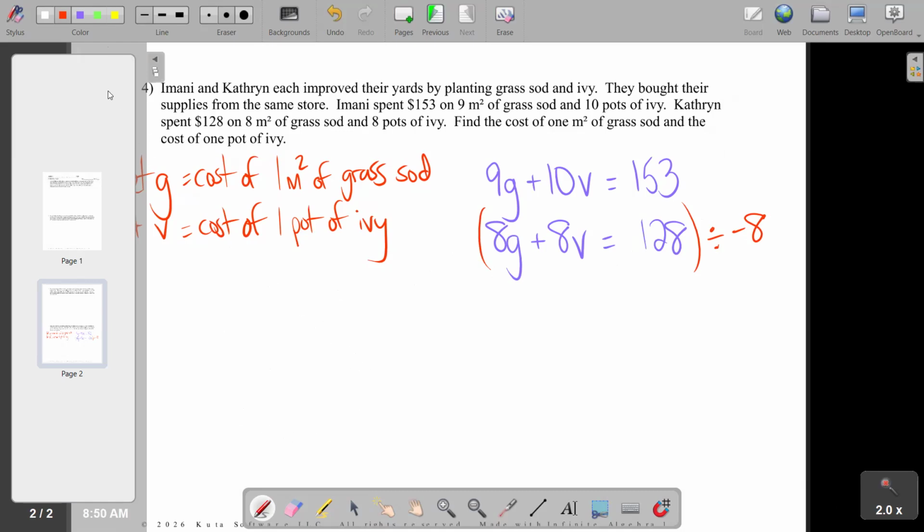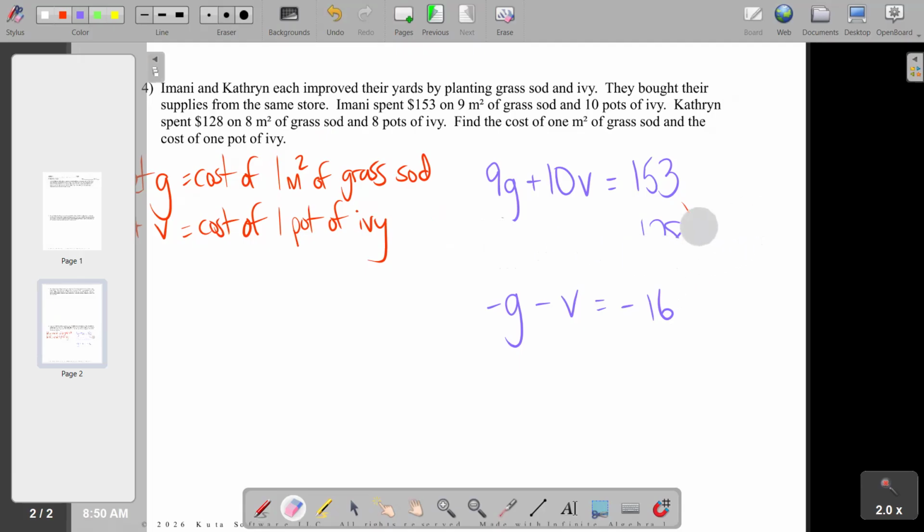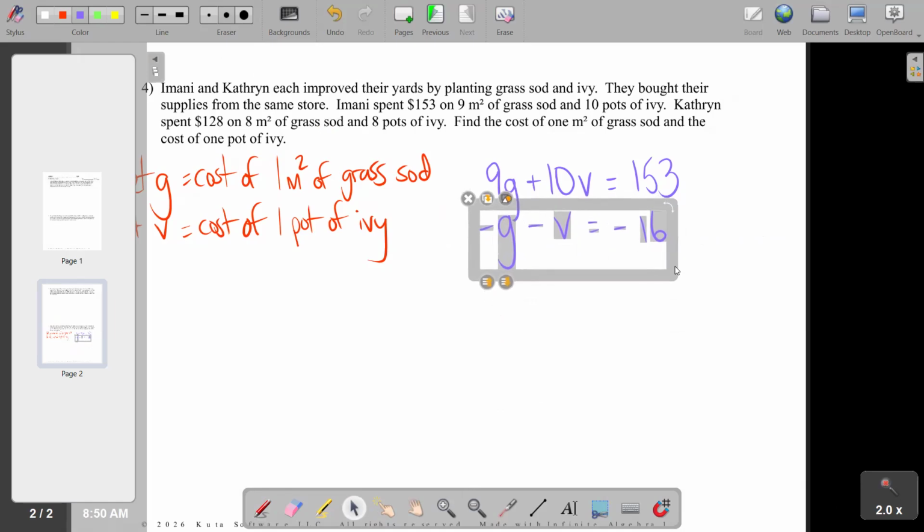So if we divide that bottom row by -8, what does it become? -1g minus 1v equals -16. And at this point, I can do things with my board and my digital pen and eraser that you can't do. But at this point, just to save time, I'm going to just do this, which I know you can't do with a pencil. But there's our new system.